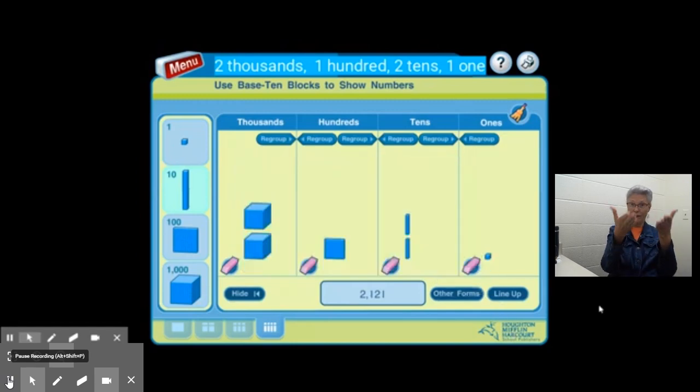So again, I'm going to start by showing you the first representation, which is the picture that we have here. We have 2 in the thousands place, 1 in the hundreds, 2 in the tens, and 1 in the ones. So again, we have 2,121.